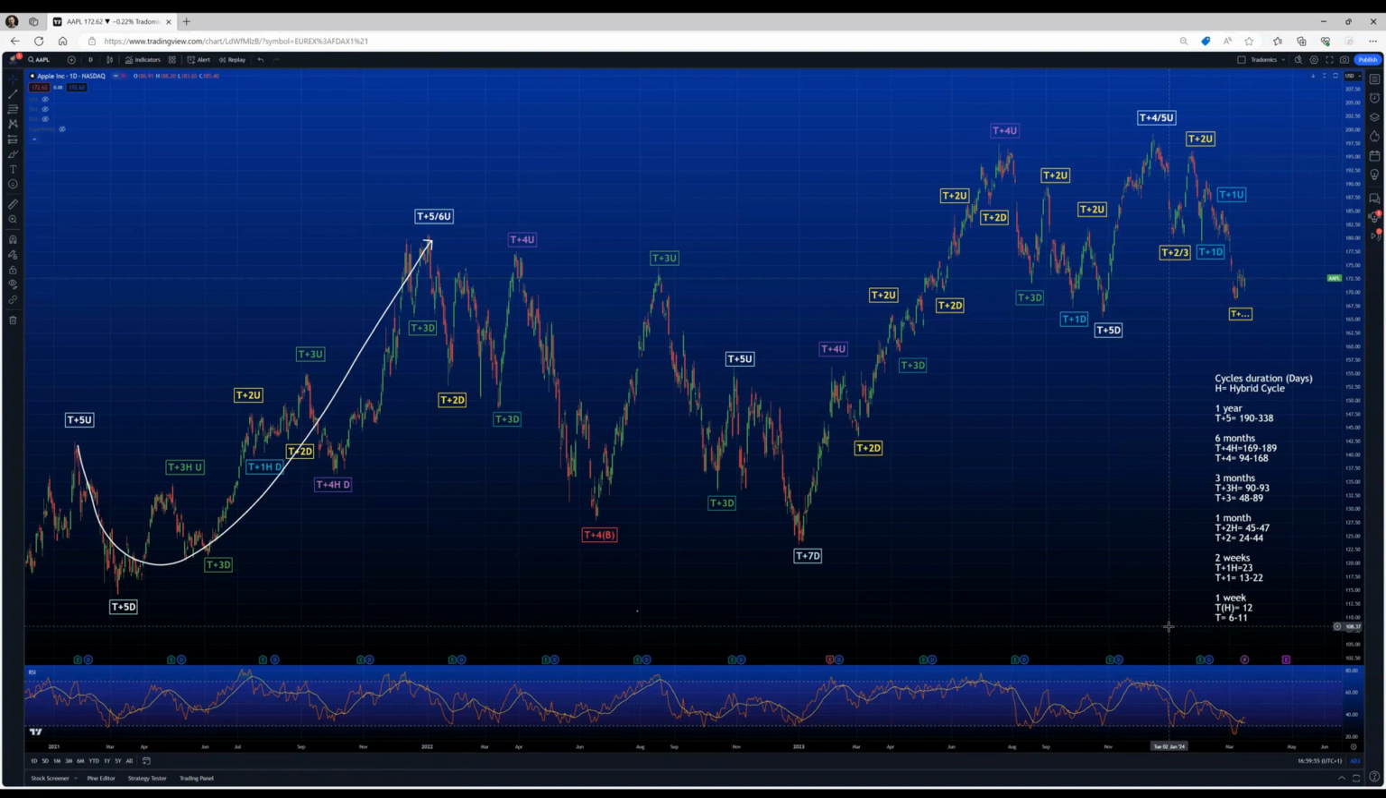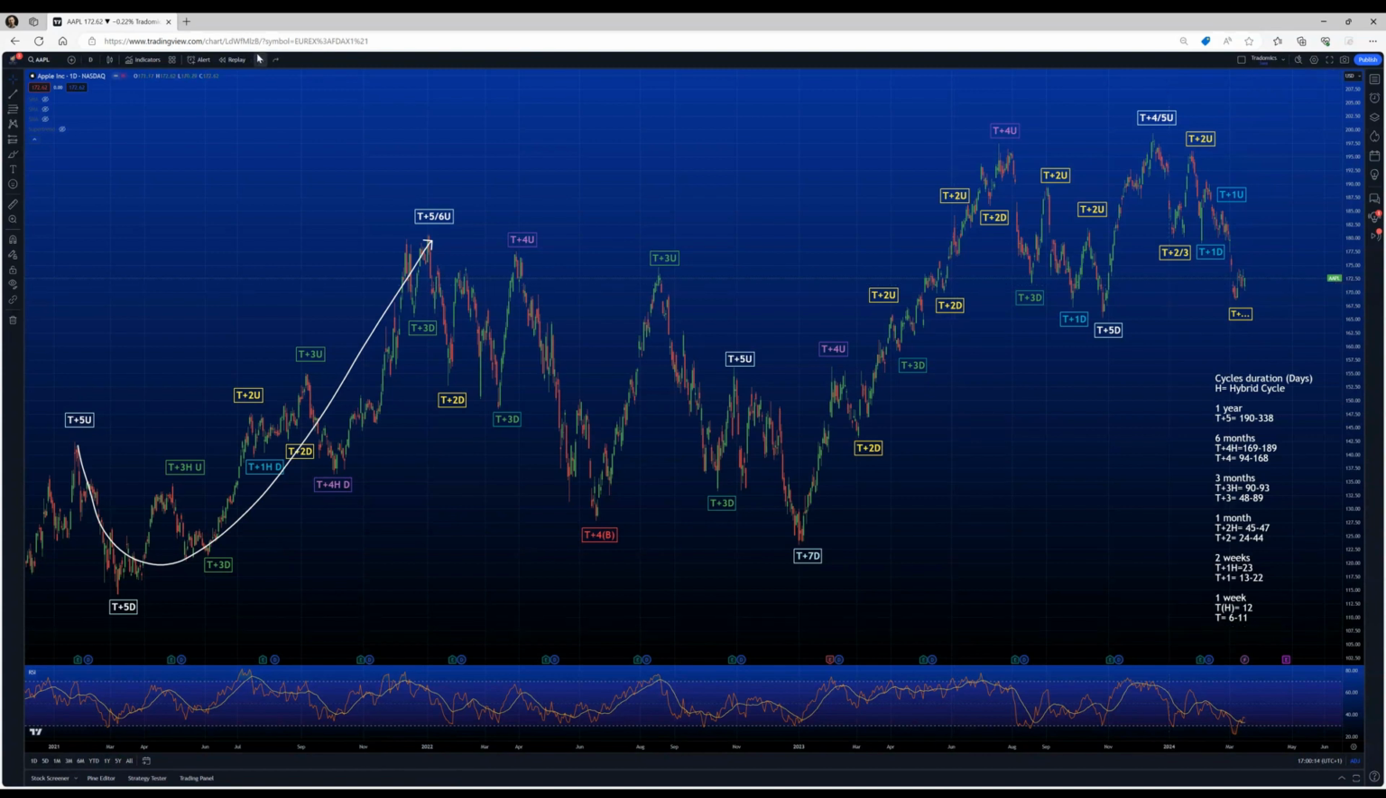It's a little bit more seldom that the cycle will end close to its minimum or maximum duration. We have to keep that in mind because this helps us tremendously to manage our positions, whether they are long or short positions.